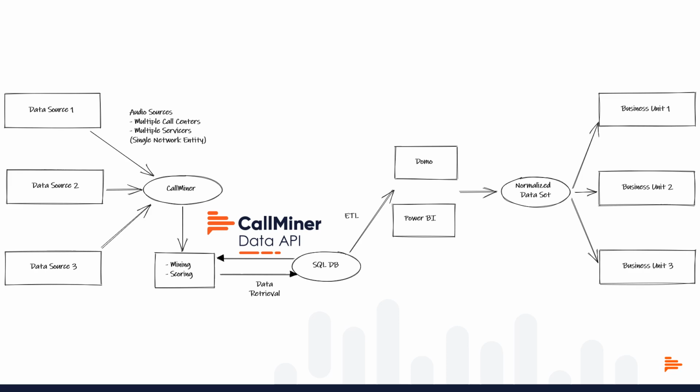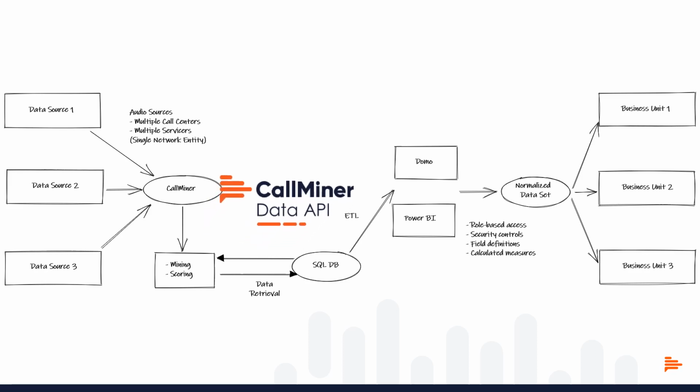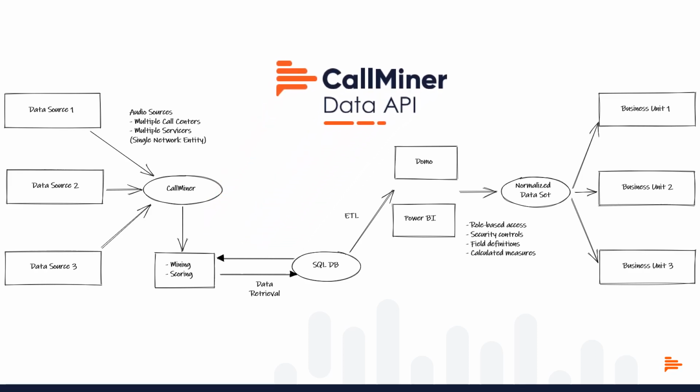where you can still institute things at the Power BI level like role-based access and certain security controls, also being able to control the definition and usage of each of those fields and commonly calculated measures. Once you've published that data set out, then you can very easily have each of the business units access the data in their own way, have independent analysts doing their own review that's customized or specific to their own site, and really utilize the CallMiner API under the hood to facilitate all this.